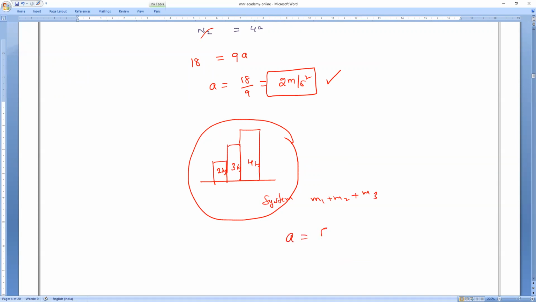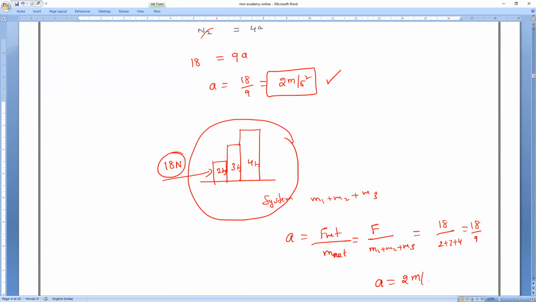So what is the acceleration formula? F net divided by M net. What is the net force? 18 Newton. So 18 divided by M1 plus M2 plus M3, which is 18 divided by 2 plus 3 plus 4, equal to 18 by 9. The answer is 2 meter per second square. Got the same answer, everybody? Yes, sir. So please solve it.